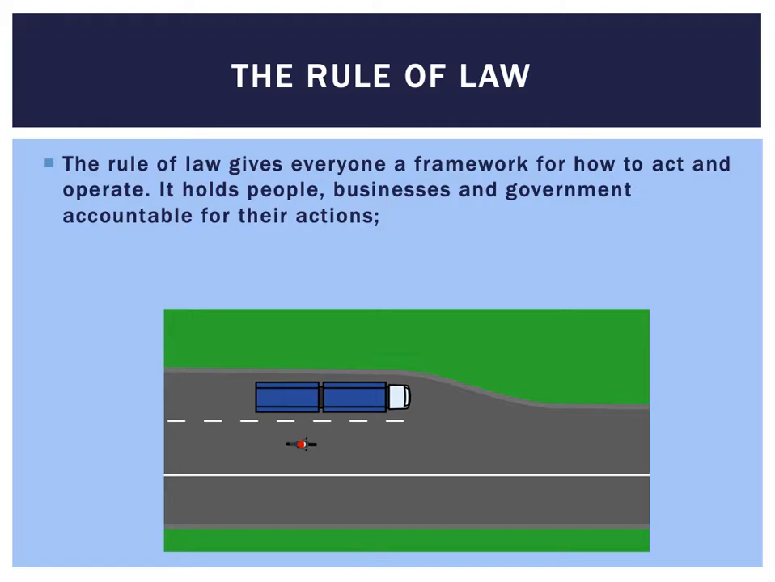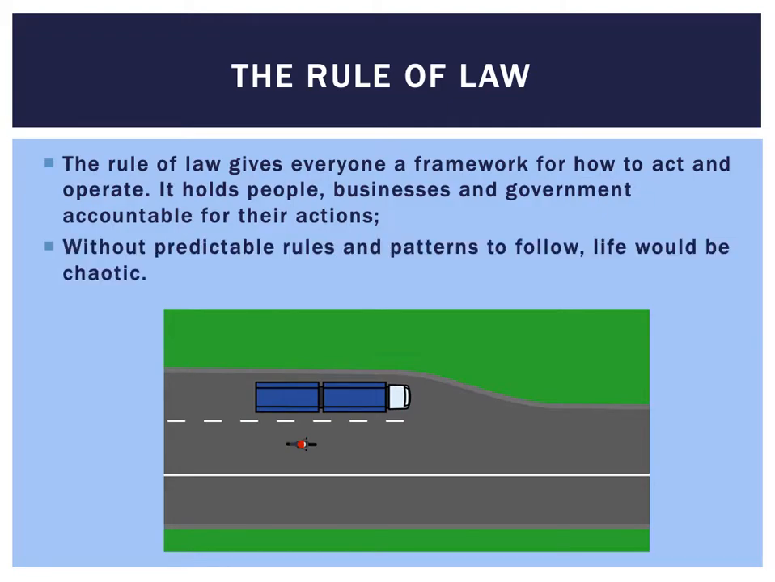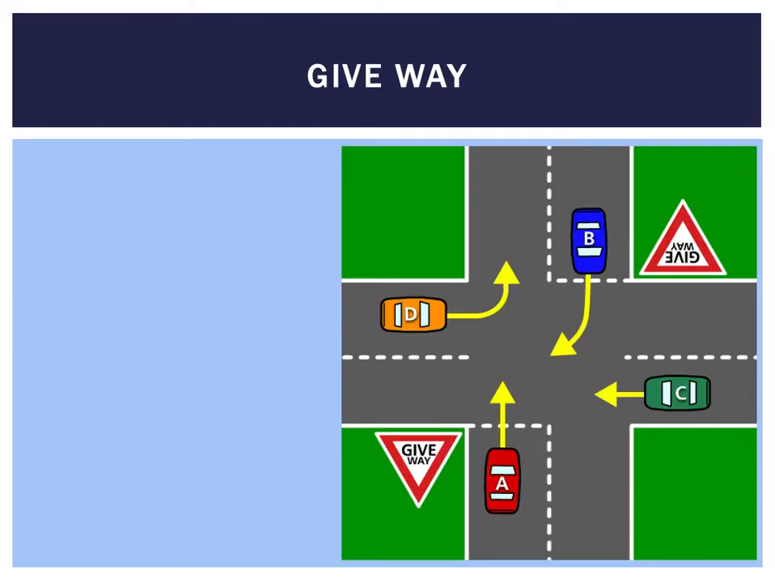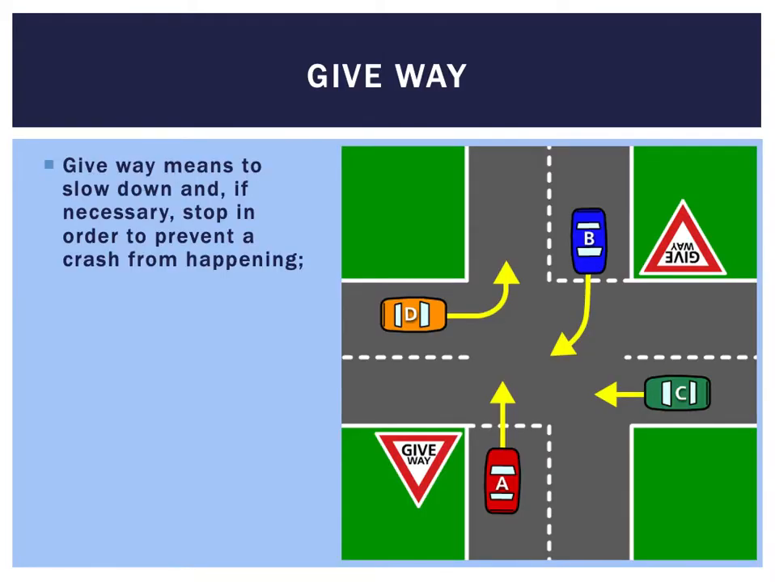The rule of law gives everyone a framework for how to act and operate. It holds people, businesses, and government accountable for their actions. Without predictable rules and patterns to follow, life would be chaotic.